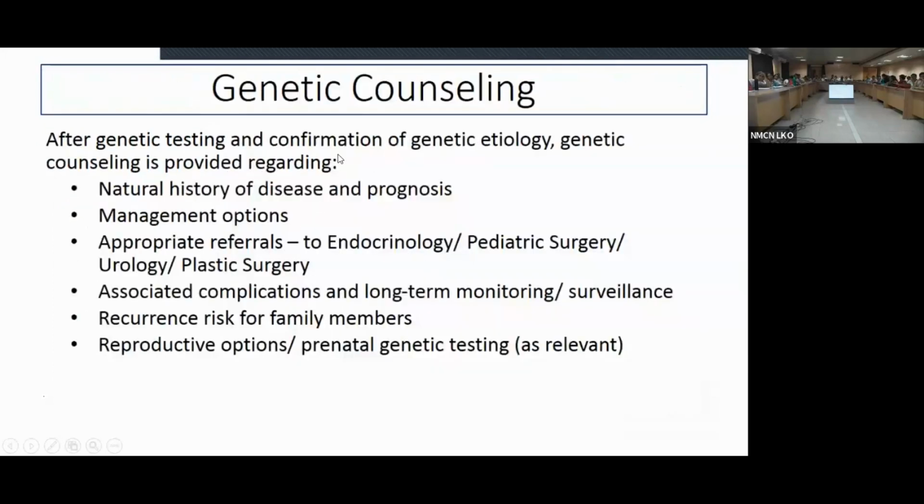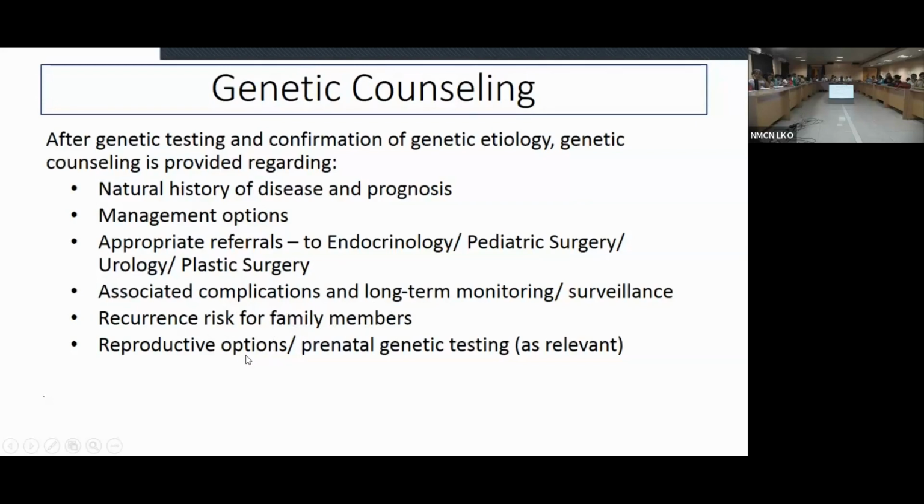So after the genetic testing and confirmation of the genetic etiology, genetic counseling is provided regarding the natural history of the disease, the prognosis, the management options, appropriate referrals to the endocrinologist, pediatric surgeon, urologist, plastic surgeon, all the associated issues if it's a syndromic condition, long-term monitoring, surveillance, recurrence risk for other subsequent pregnancies, all of these are discussed.